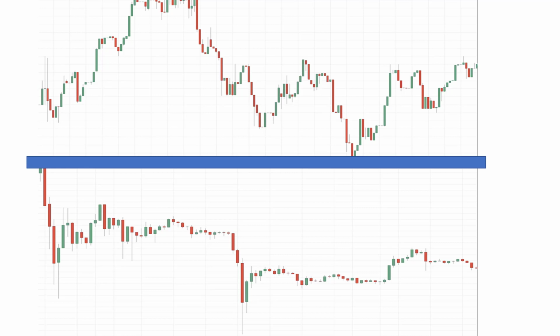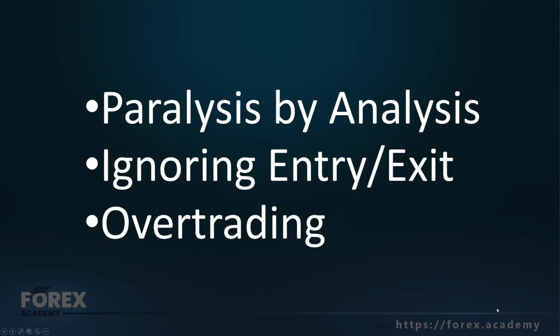But it does matter when you're trading a method. We need to go over some of the common problems associated with trading in general and trading methodologies: paralysis by analysis, ignoring entry and exit signals, and overtrading.